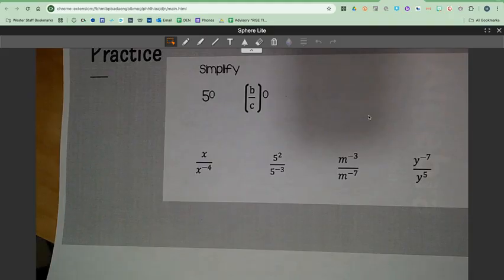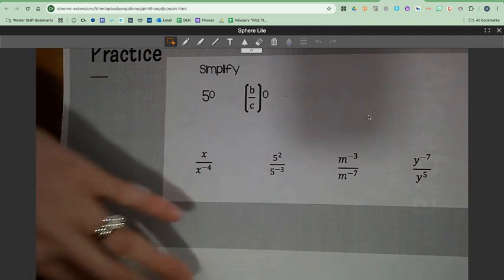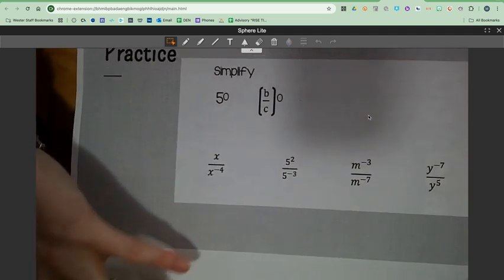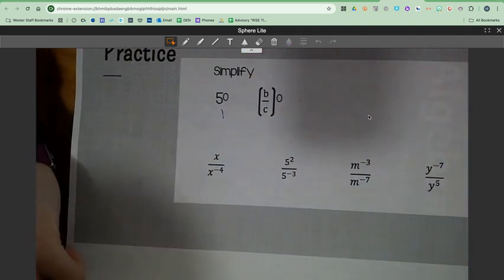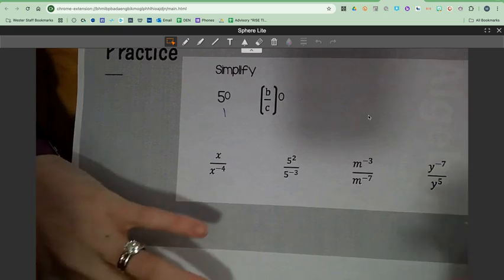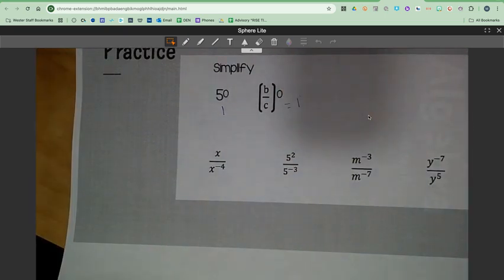Switch so that you can see how I'm writing for this. So we have 5 to the 0 power. As I said, anything to the 0 power is just going to be 1. So that's 1. We have b divided by c, all raised to the 0 power. So that is also just 1. Anything raised to the 0 power will be 1 no matter what.